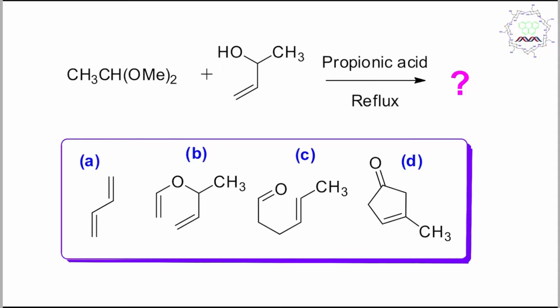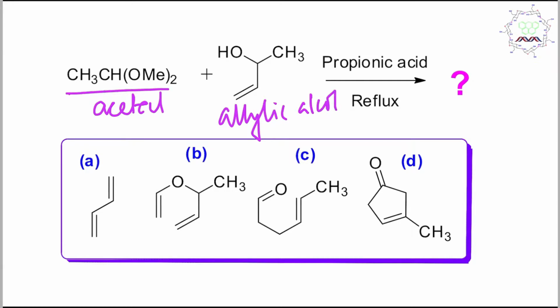As usual, students, I suggest you first read the problem very carefully. What is given? This is actually an acetal. This is an allylic alcohol. The other one is an acid, meaning it releases H plus, and reflux means heating. So what is the product?